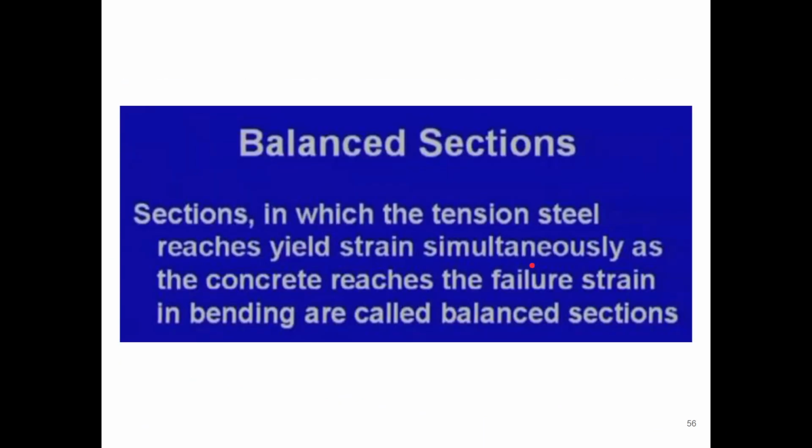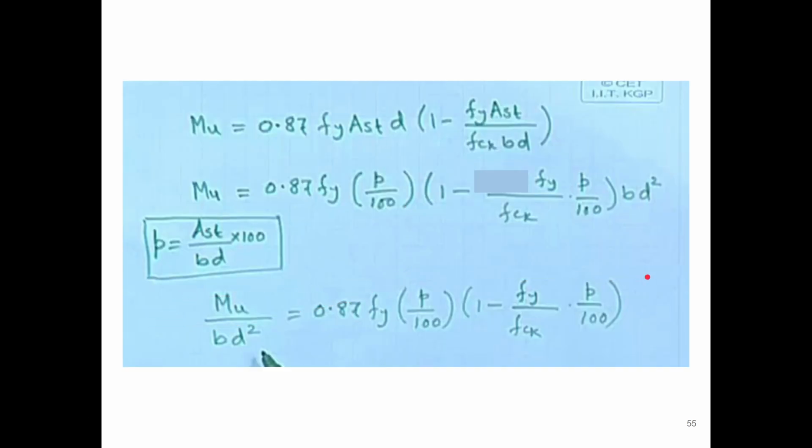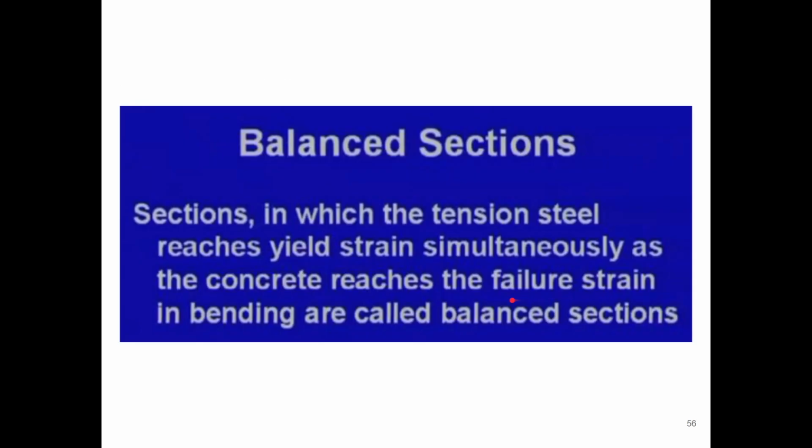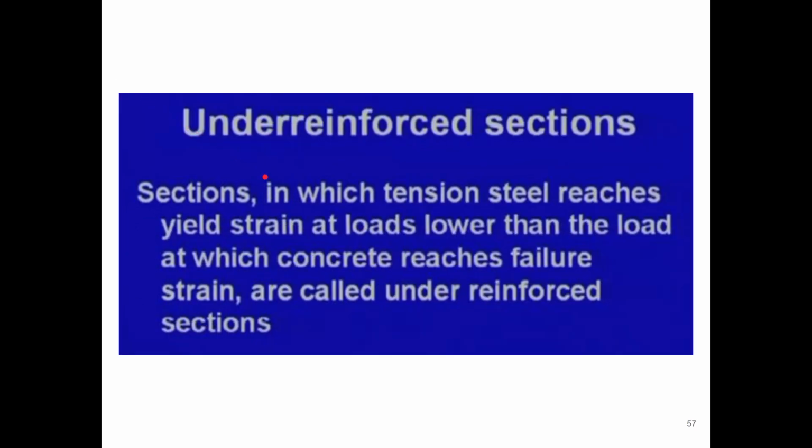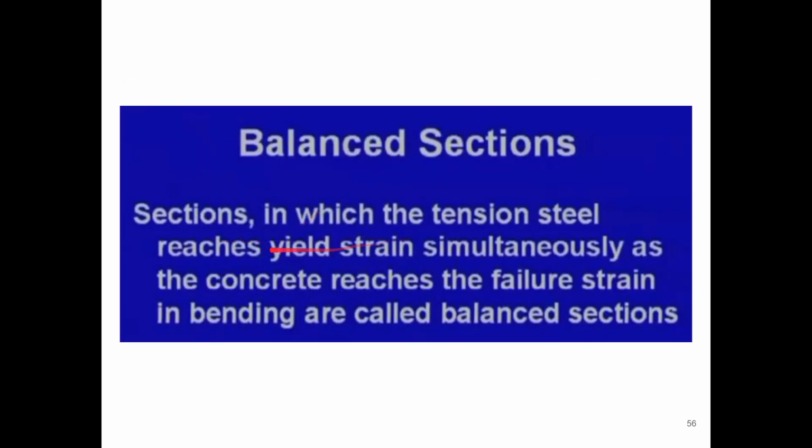This is the balanced section, and this is the moment carrying capacity. Mu by BD square equal to 0.87 Fy into P by 100 into 1 minus Fy by FCK into P by 100. Now, what is a balanced section? It is the section in which the tensile steel reaches yield strain simultaneously as the concrete reaches the failure strain in bending. So the yield strain in tension is reached together with the failure strain of concrete in bending. That is the balanced section.